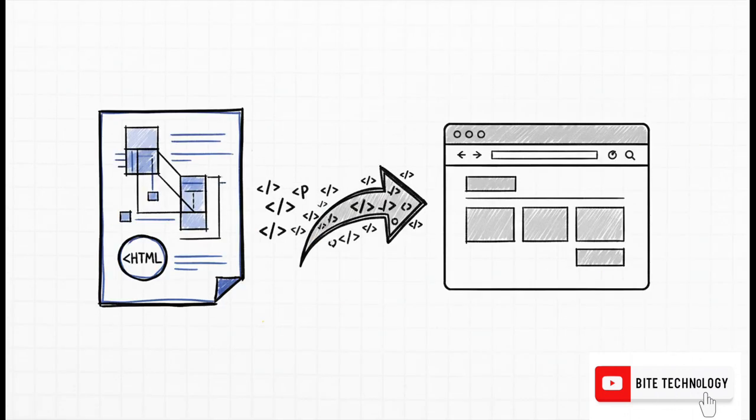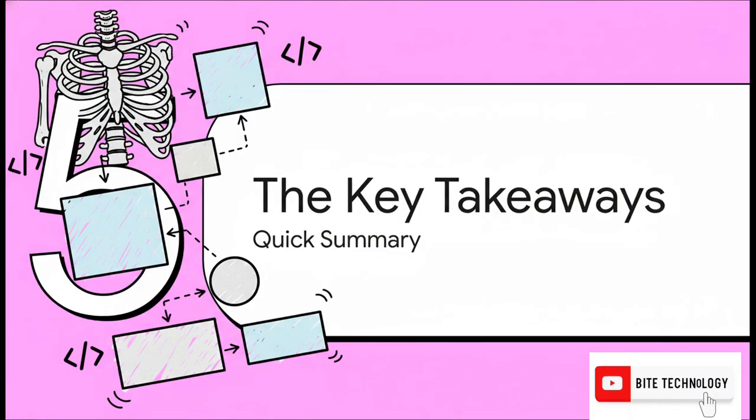And there you have it. You can see how every single line of that code translates directly into something you can see and interact with on the final page. It's not magic. It's just a blueprint that the browser follows perfectly every single time. All right, that was a whirlwind tour of the web's foundation, huh? So, before we wrap up, let's just quickly nail down the key takeaways from all this.